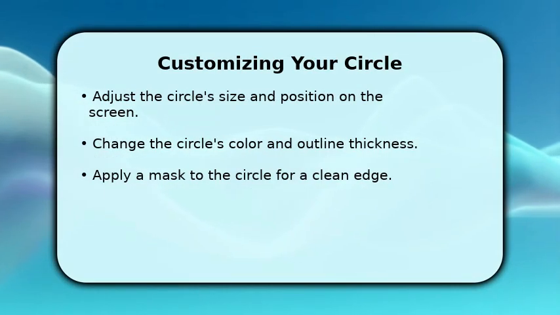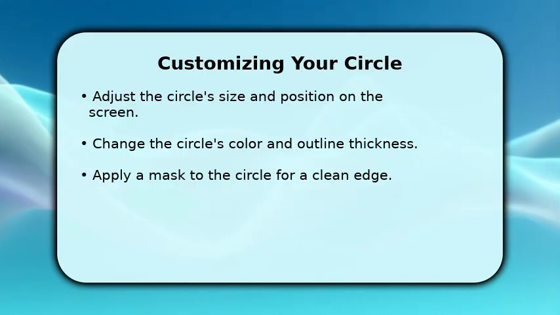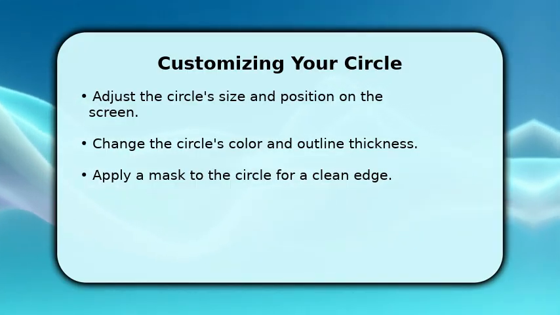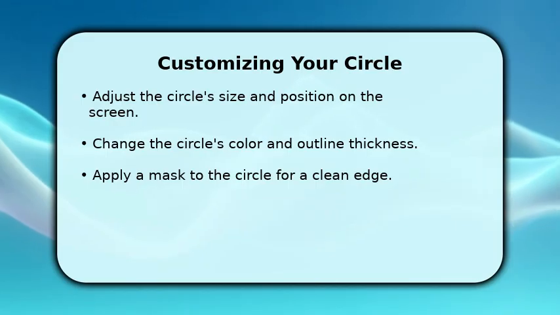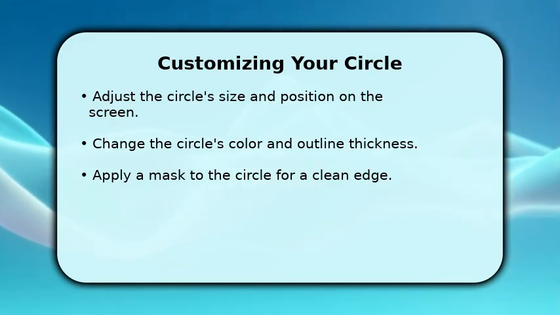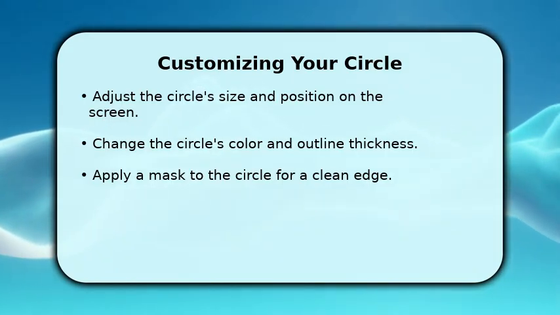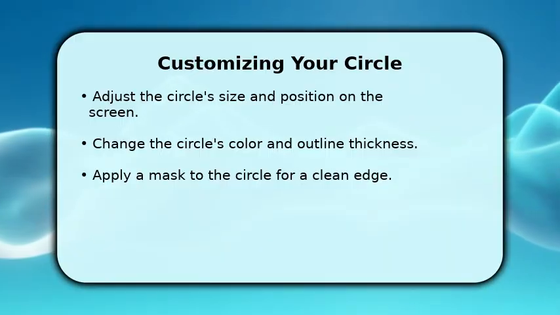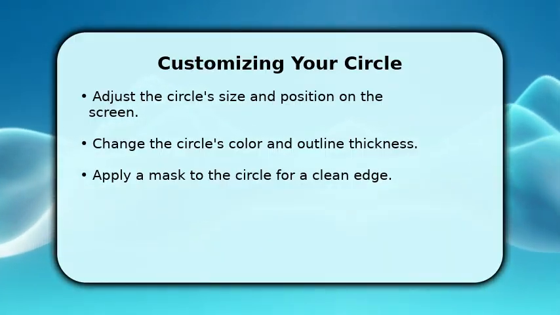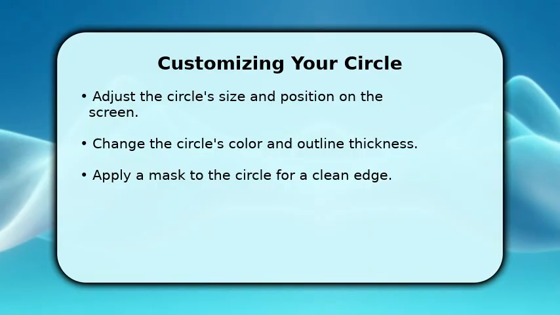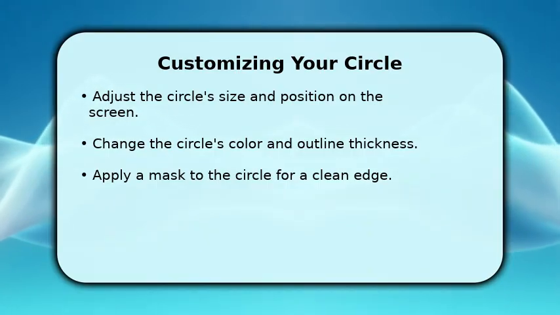Now let's customize your circle. Resize and reposition it to fit your desired look on the screen. You can easily change its color to match your video's aesthetic or stand out. Adjust the outline thickness for a bolder or subtler effect. Applying a mask to the circle ensures a perfectly clean and crisp edge, which is crucial for a professional animation. Experiment with these settings to find your perfect style.